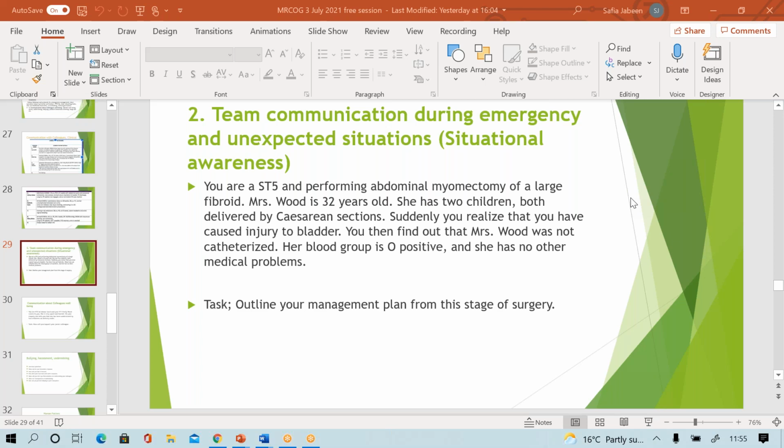Then obviously you're going to ask somebody to call your consultant and inform them that you're suspecting this injury has happened, whatever the reason is, say injury to the bladder, and she's not catheterized. The other thing you need to do immediately is ask one of the colleagues to catheterize the patient. You're going to withhold the surgery now. You will say I will secure the hemostasis, and then just wait for the consultant. And you're going to call your urologist as well.